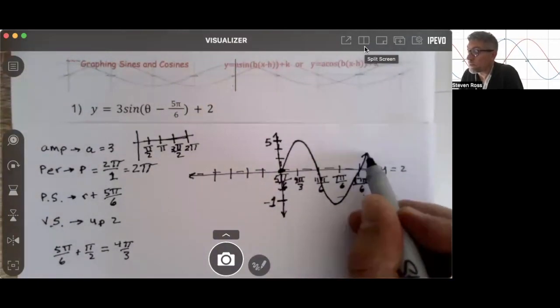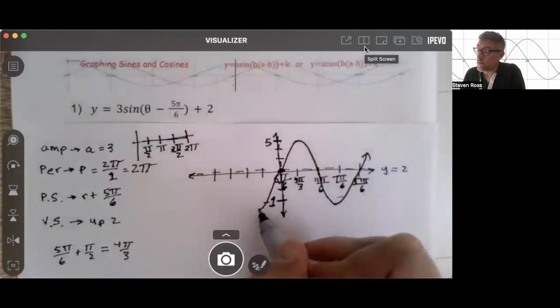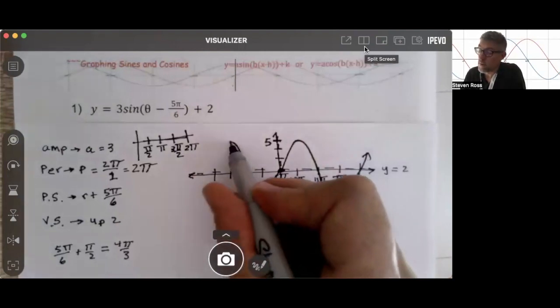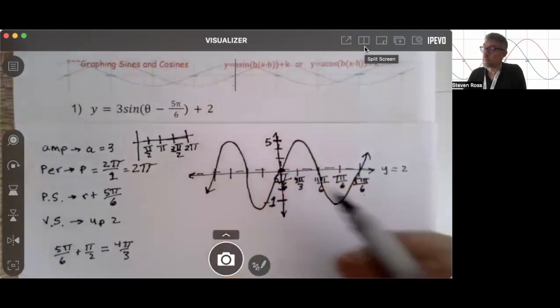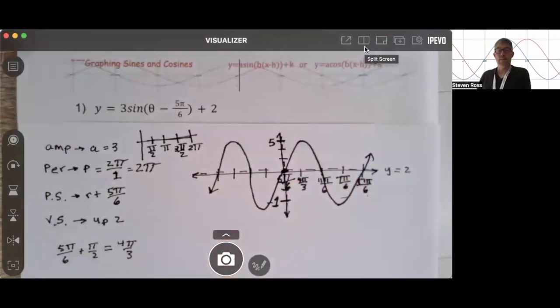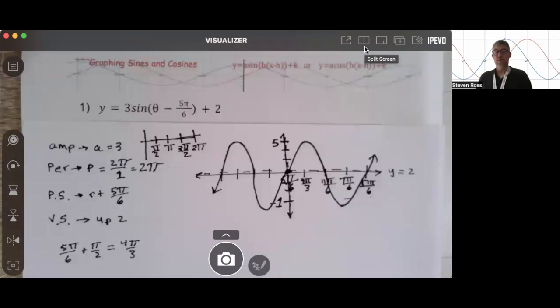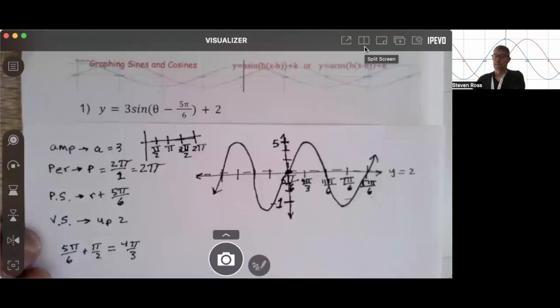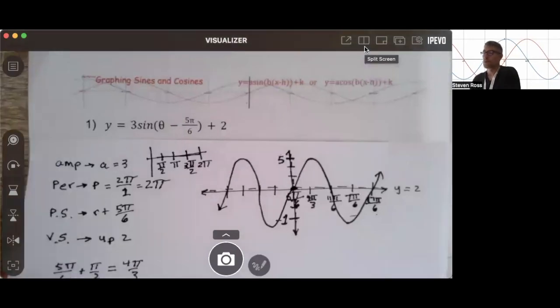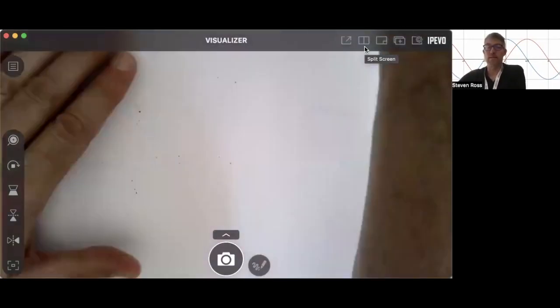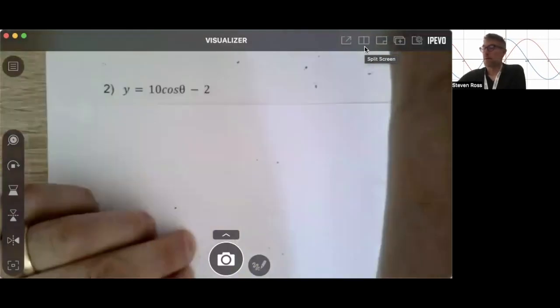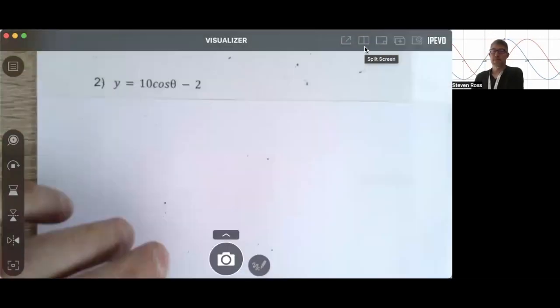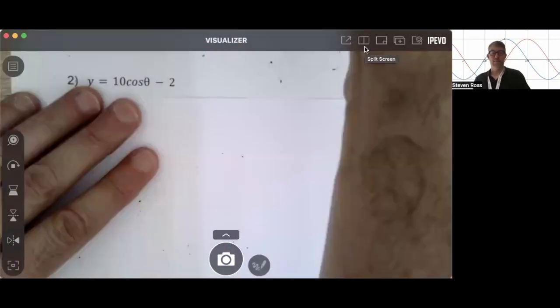And like so. There we go. And then I'll put arrows indicating that this is going to continue in each direction infinitely. And so the first one is done. Some of these are going to be really tricky, so you might want to follow along and make sure that you are taking good notes so that you can kind of stay engaged and keep active.